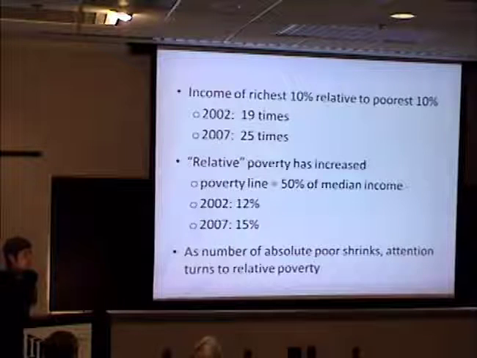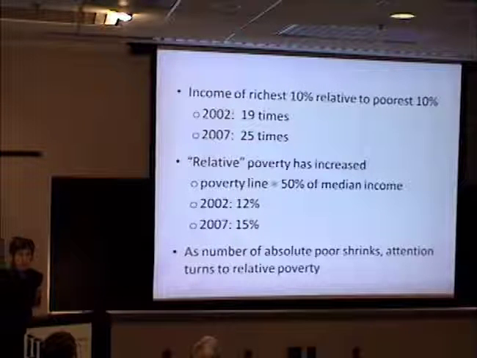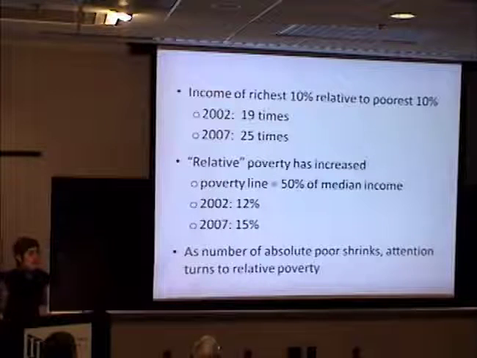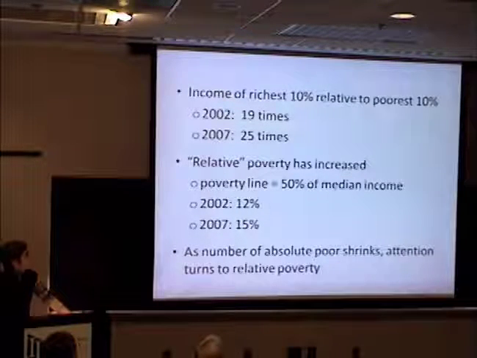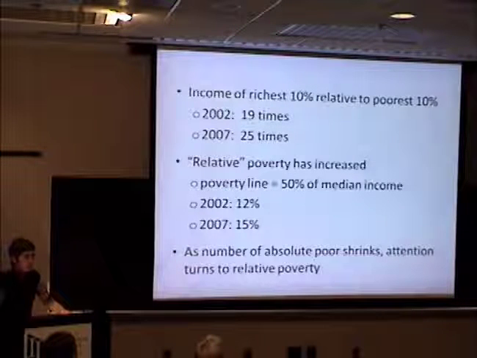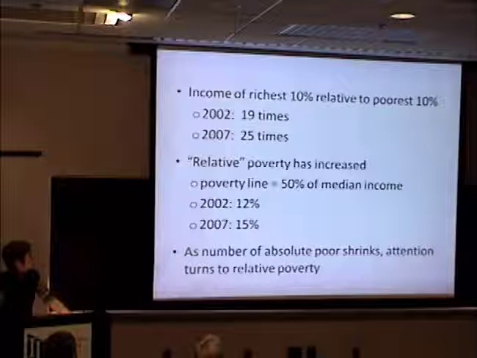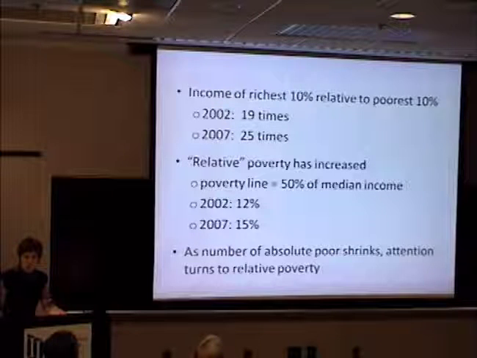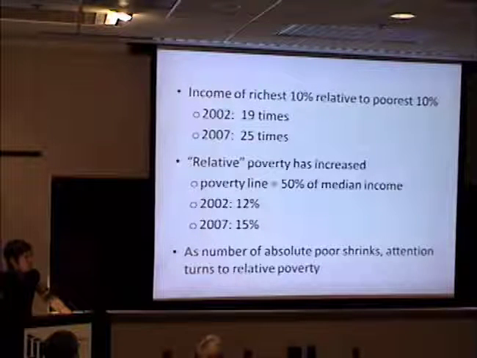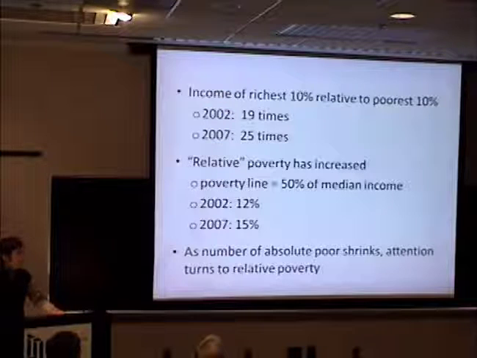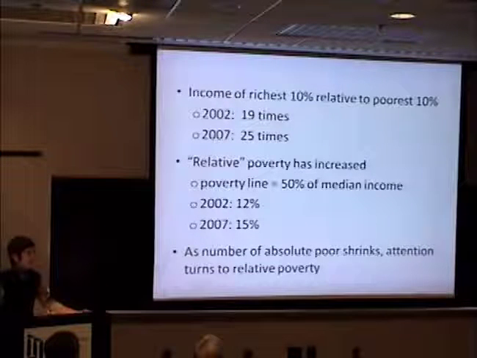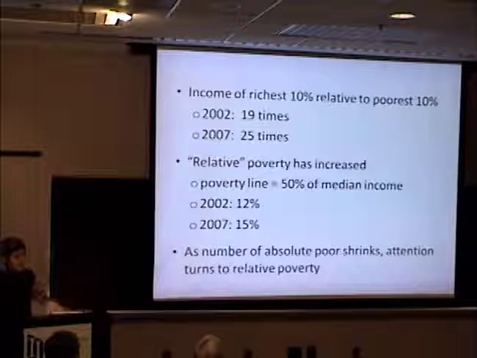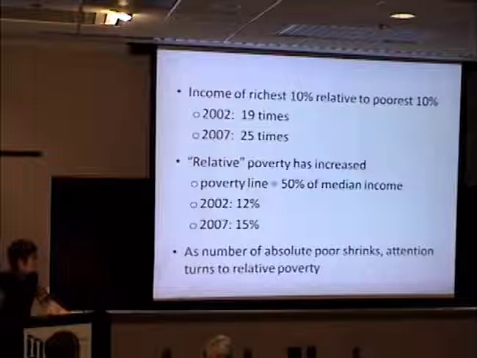So if you look at the income of the richest 10% of the population in China relative to the poorest 10%, in 2002, the average income of the richest 10% was 19 times that of the poorest 10%. In 2007, it was 25 times that of the poorest 10%. The gap was already big in 2002, and it got bigger between 2002 and 2007.